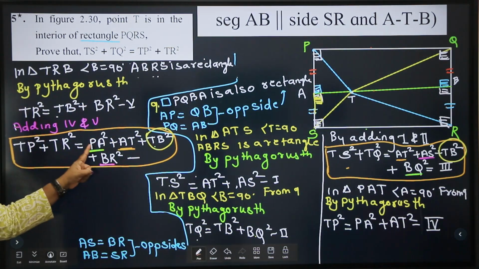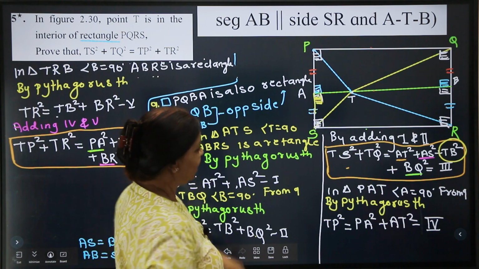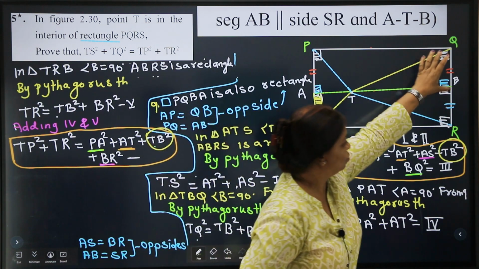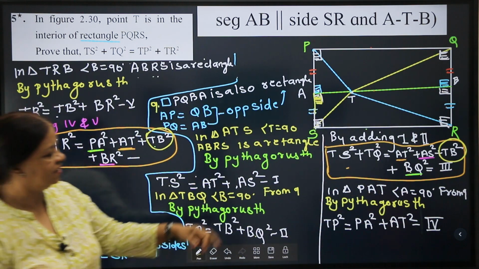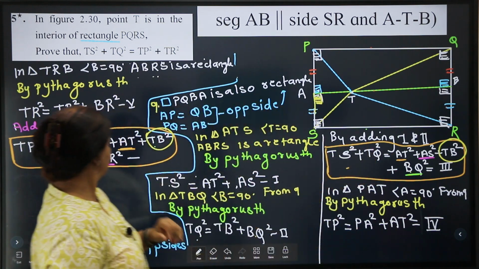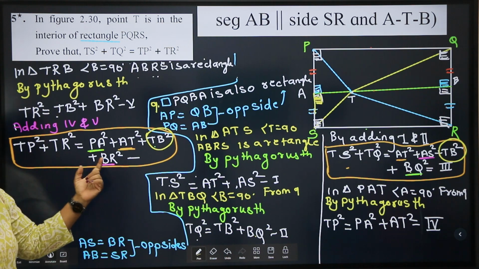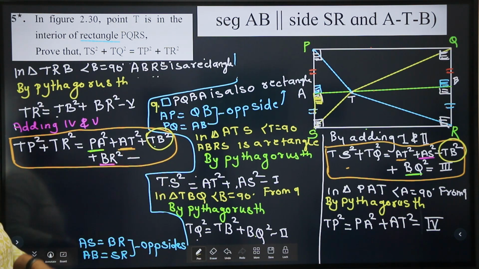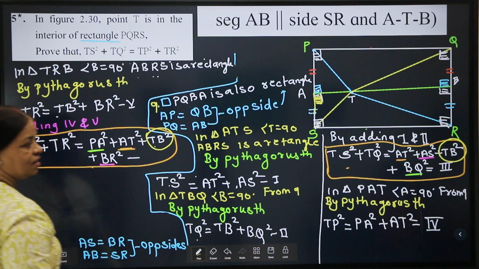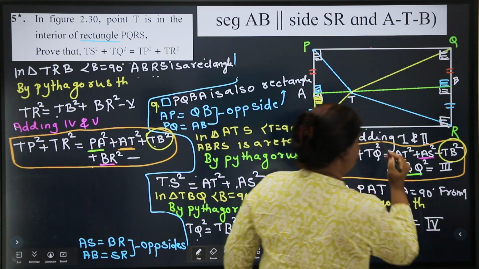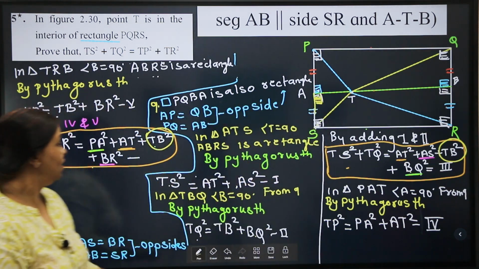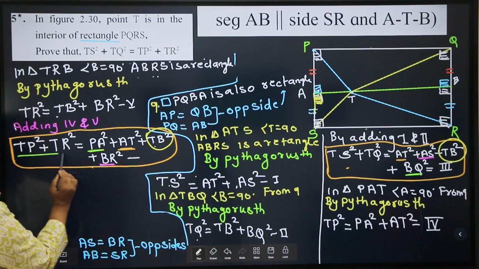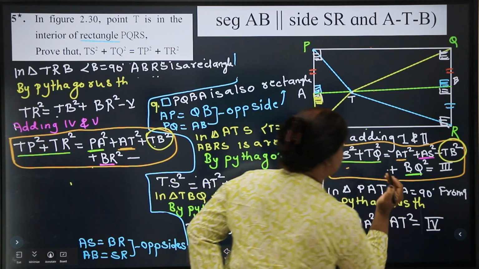Fine. Now, what is left? PA square, green underlined, which is equal to BQ square. Now, here AT and AT, both are yellow. AS is pink underlined, BR is also pink underlined. So, AS is equal to BR. And TB is here also and TB is there also. That means this part is equal to exactly this part. So, if this whole part is equal to this whole part, can we say that this one will be equal to this one? Yes, of course we can say.